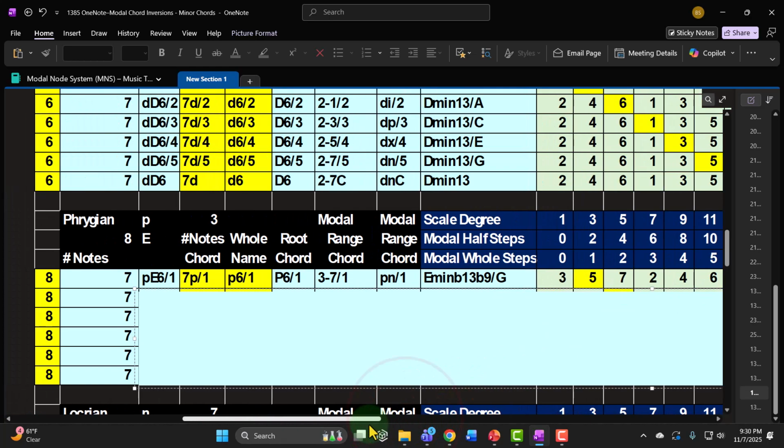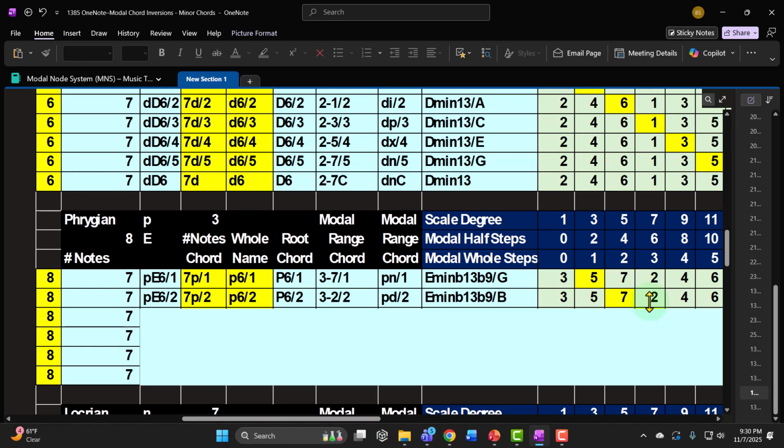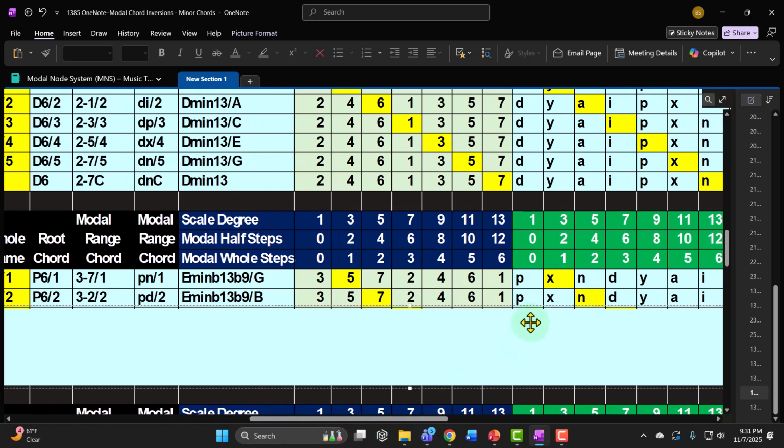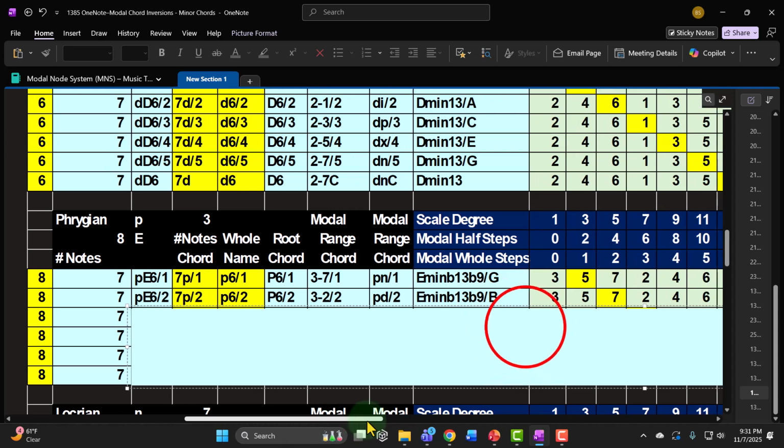Hold on a second. We're going to say this is a second inversion. E minor flat 13 flat 9/B, second note up, which is nodal point number 7, happens to be a B in the collection of notes around the key of C. I'd rather call it a 7p/2 or a p6/2, which would be a 7-note Phrygian chord second inversion or a Phrygian 6-modal whole step chord second inversion, meaning go 2 modal whole steps up, landing on the Locrian node. That's the lowest note or point of inversion.